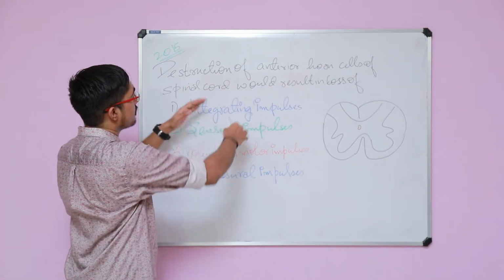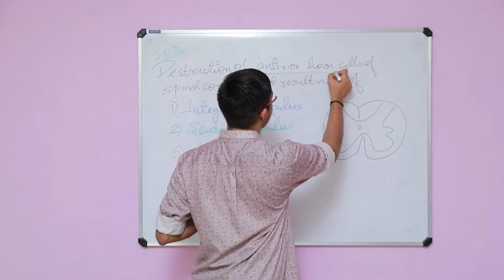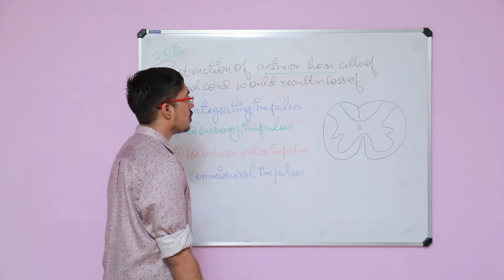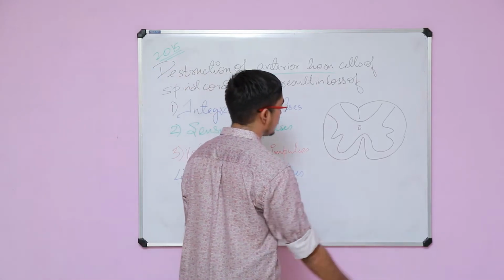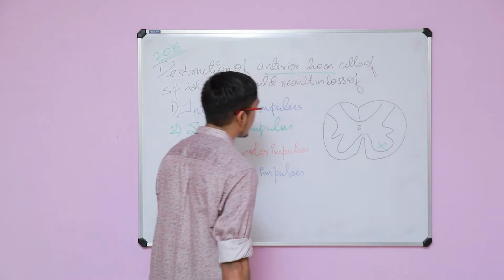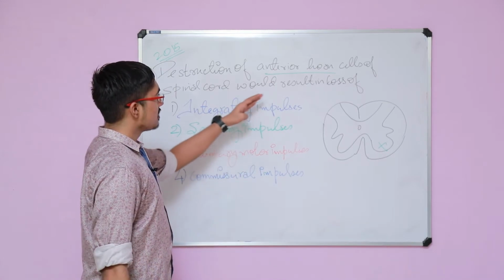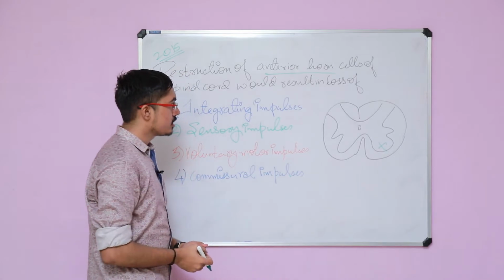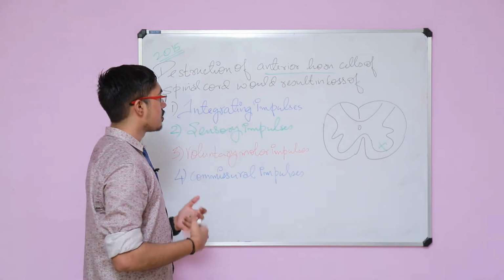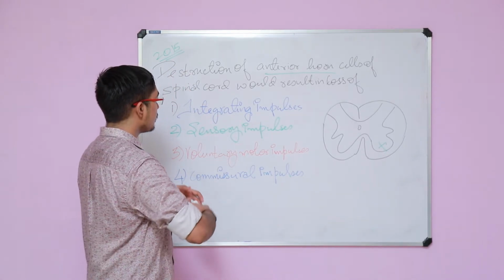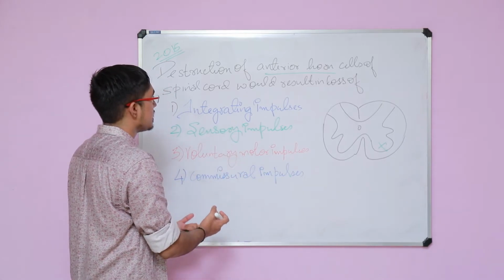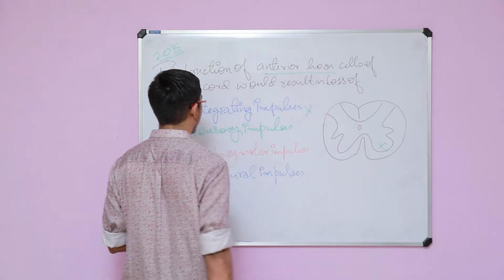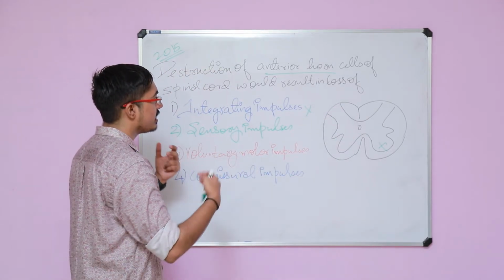The destruction of anterior horn cells. See, this is the anterior horn of the spinal cord, and the cells in the anterior horn are destroyed. So there is a lot of destruction taking place there. Would it result in loss of integrating impulses? Will the integration of impulses be lost? The complete idea of integration lies in the brain itself, so it is not so much related to the spinal cord as such. Integration of impulses is actually done with the help of the brain.